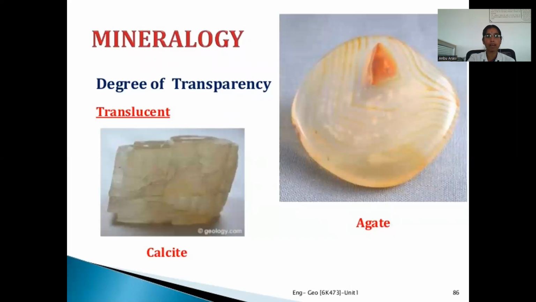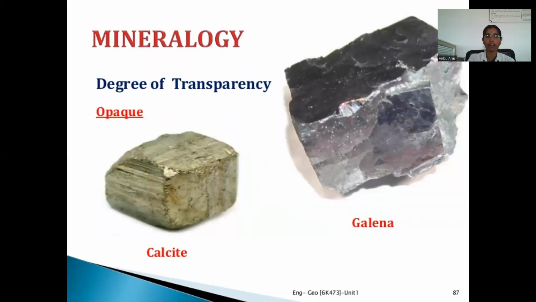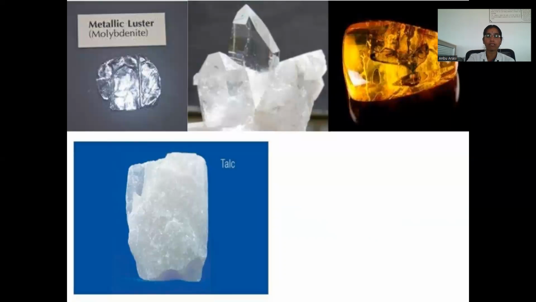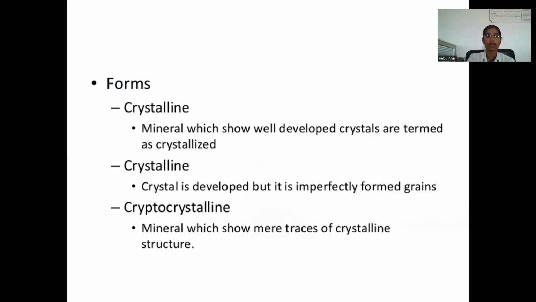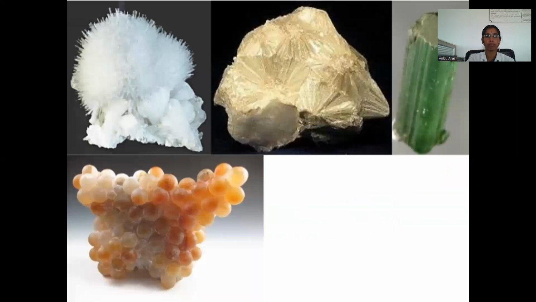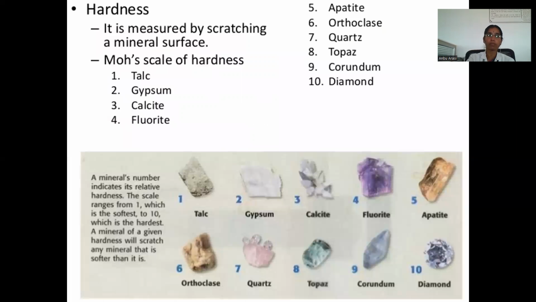These are some examples of transparency. This is translucent, calcite, agate. Degree of transparency, for example, calcite, galena. These are some other examples of transparent minerals. Next, the forms of minerals. Already we saw the forms: crystalline and cryptocrystalline. These are some examples.